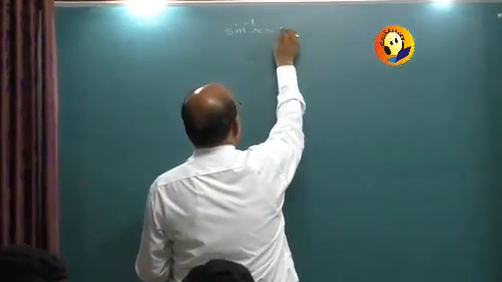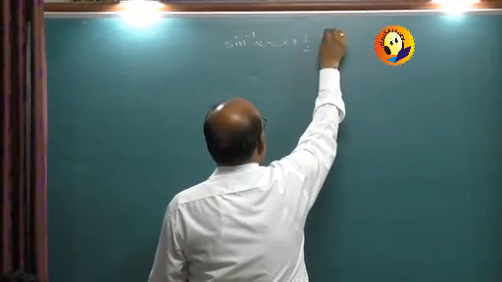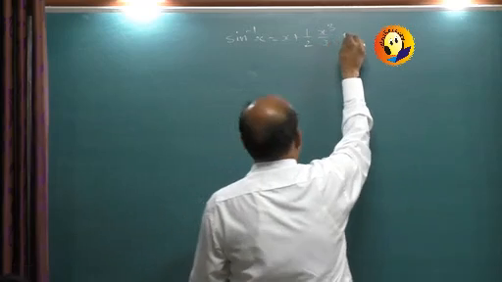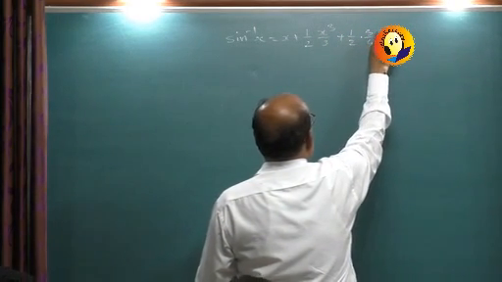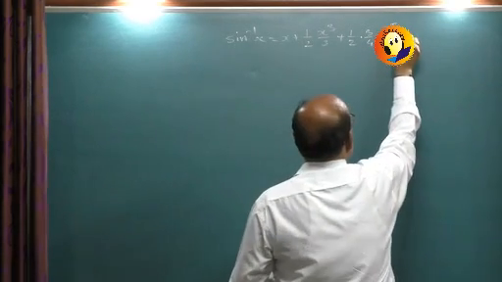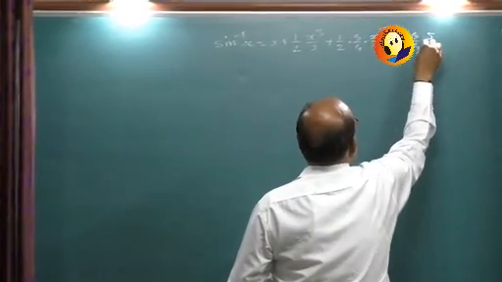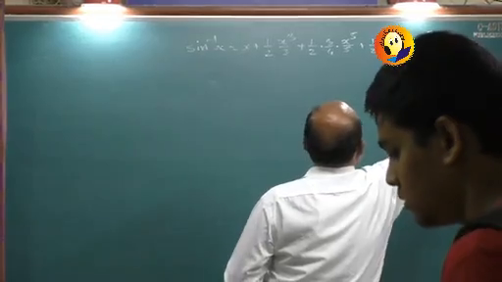Sin inverse x is x plus half into x cube by 3 plus 1 half into 3 by 4 into x raised to 5 by 5 plus 1 half into 3 by 4 into 5 by 6 x raised to 7 by 7 plus etc.